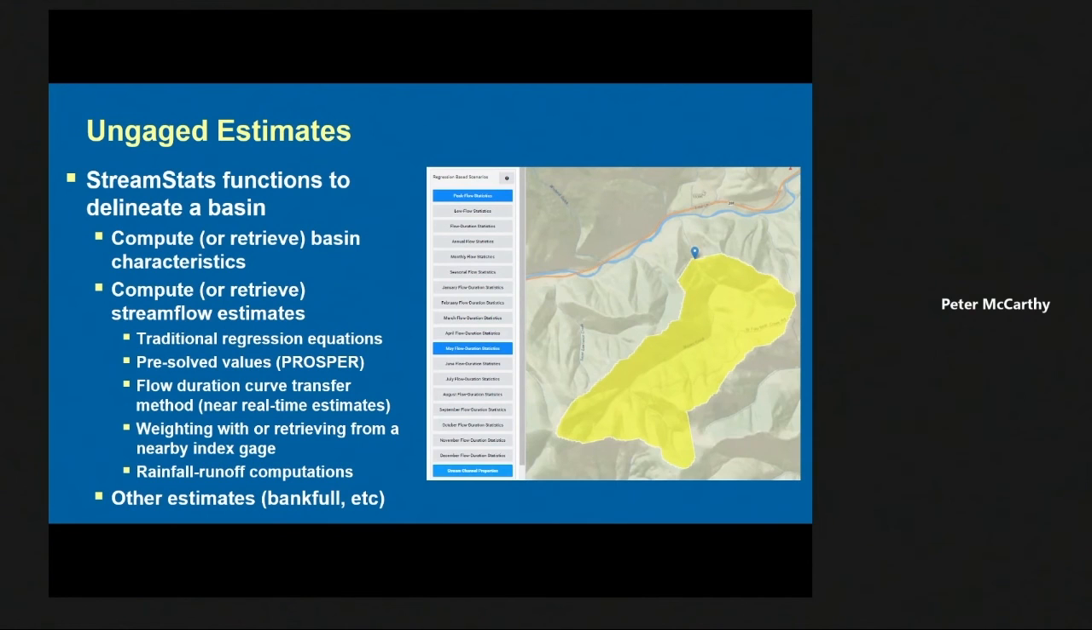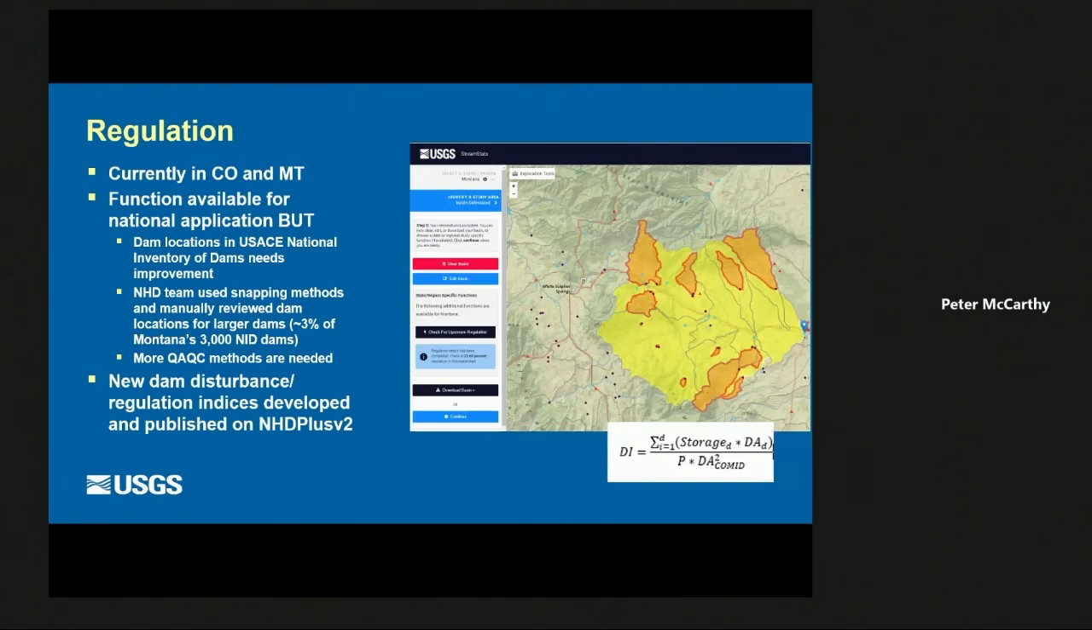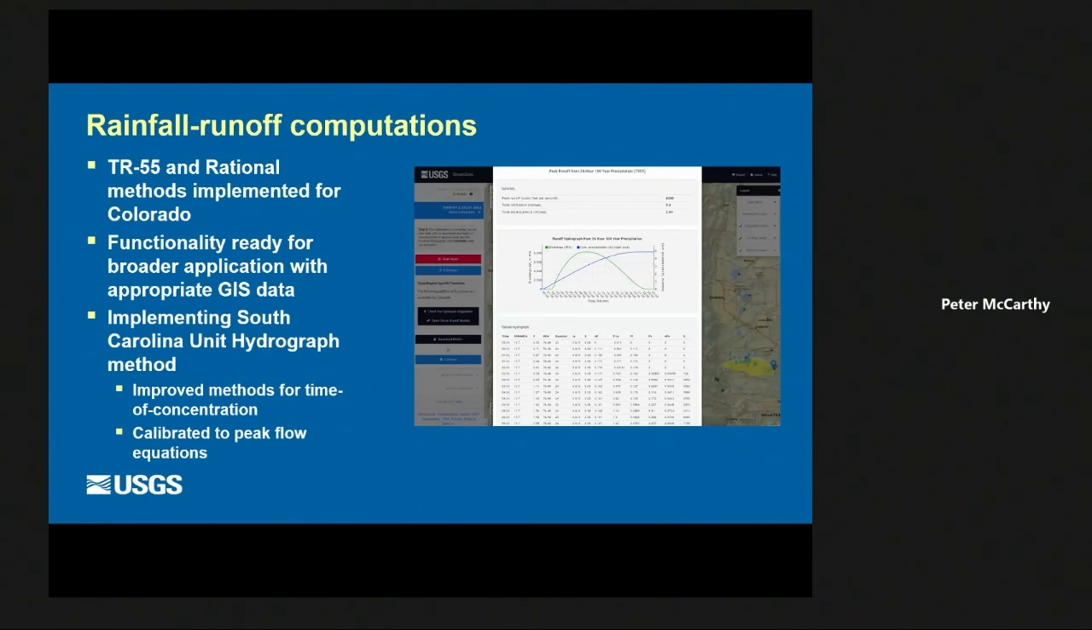There are multiple methods within StreamStats to actually go in and improve your estimates. We have the ability in both Colorado and Montana to look upstream and find reservoirs and the percent of the basin that is regulated based upon those reservoirs and the drainage to those reservoirs. We're working on a new dam disturbance regulation index that has been published using the NHD Plus version 2 data sets.